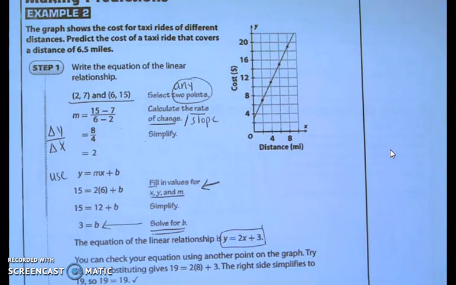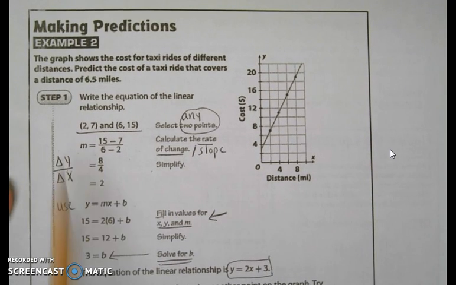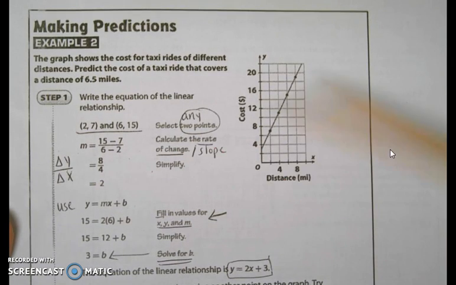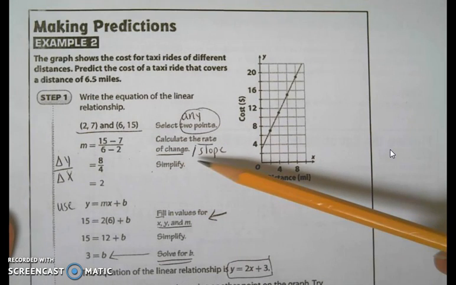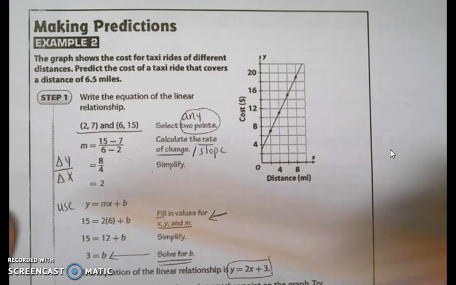Making predictions. The graph shows the cost for taxi rides of different distances. Predict the cost of a taxi ride that covers a distance of 6.5 miles. So again, select any 2 points on the graph. Calculate your rate of change, also known as your slope. The change in y to the change in x.